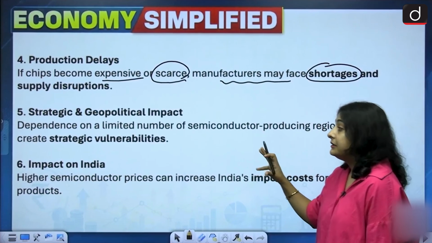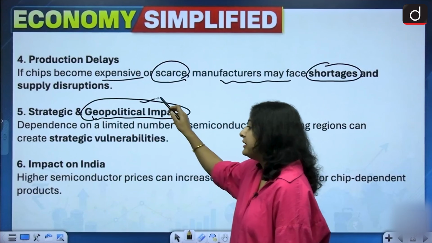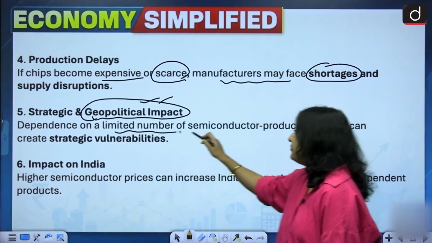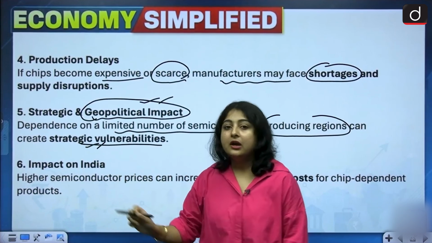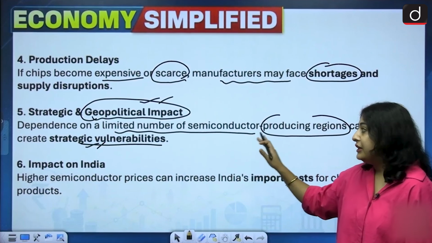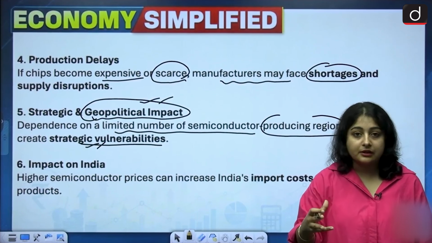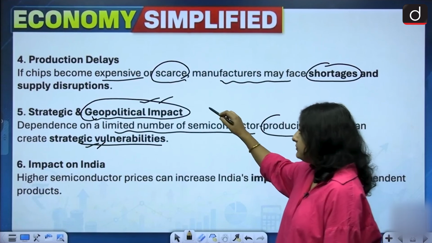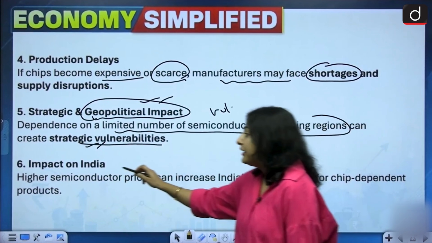The fifth point is the strategic and geopolitical impact. We will also witness the geopolitical impact of that. Dependence on a limited number of semiconductor producing regions can create strategic vulnerabilities. Only a limited number of companies produce semiconductor chips, and if any geopolitical conflict occurs, or let's say if any disaster happens, then it can create a vulnerability or supply chain disruption.